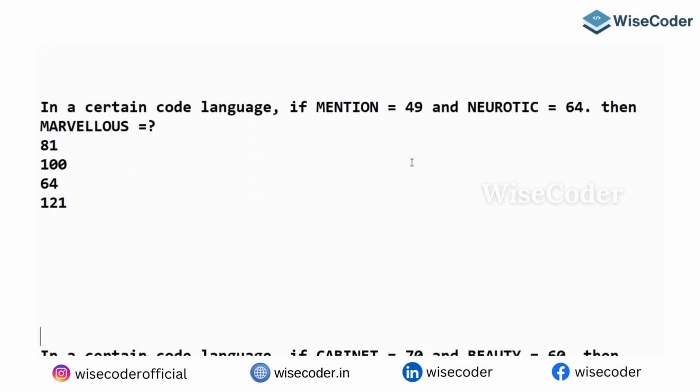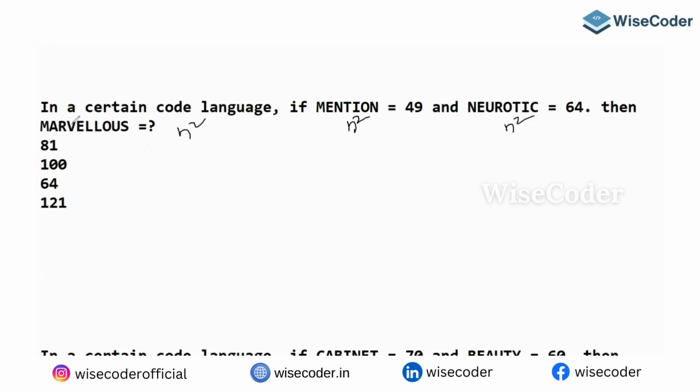In a certain code language, if the first word equals 4964, then the second equals how much? 1, 2, 3, 4, 5, 6, 7. If you write the place values and add them, you are not going to get 49. Even a new trick, you are not going to get it. So what is the logic? 1, 2, 3, 4, 5, 6, 7 letters, 7 squared is 49, 8 squared is 64. So the number of letters. The logic here is N squared.